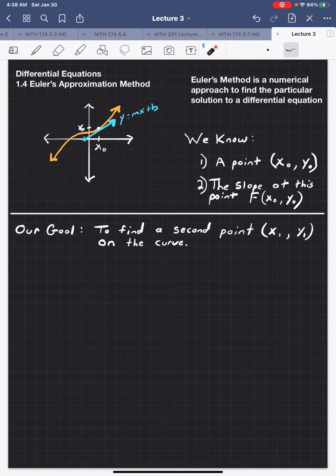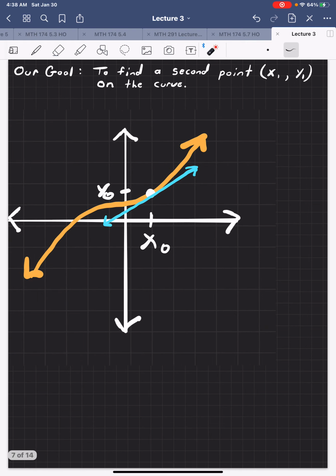So let's zoom in a little bit on this graph, and let's see if I can unpack Euler's technique here. So remember, what we have is x sub 0, y sub 0. What we want is a new point, x sub 1, y sub 1. Okay. So let's start with x sub 1. Now this is fairly easy.